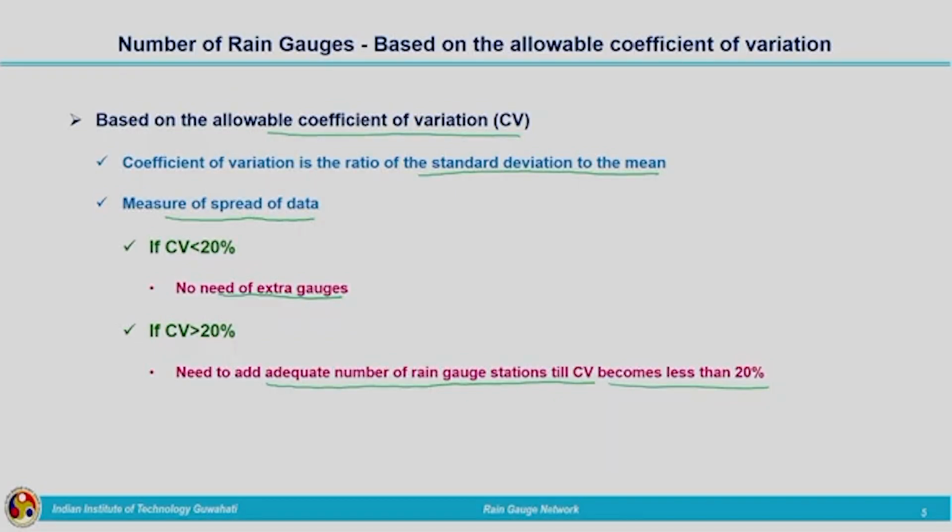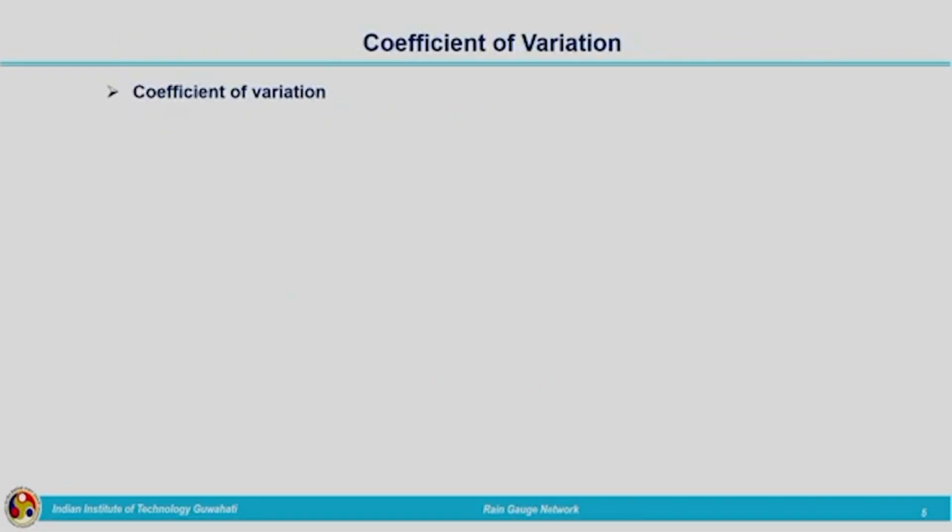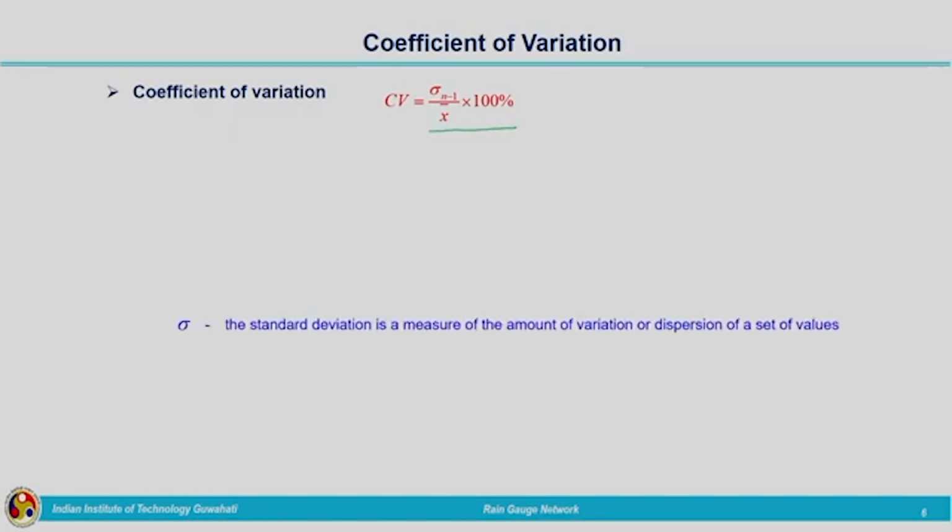Now, how can we calculate the coefficient of variation? It can be calculated by using this formula. You should understand that in this case we are doing the calculation based on the sample data. So, CV is given by sigma n minus 1 divided by x bar, and we represent it in percentage, that is, it is multiplied by 100. So, what is sigma n minus 1? Sigma is the standard deviation.